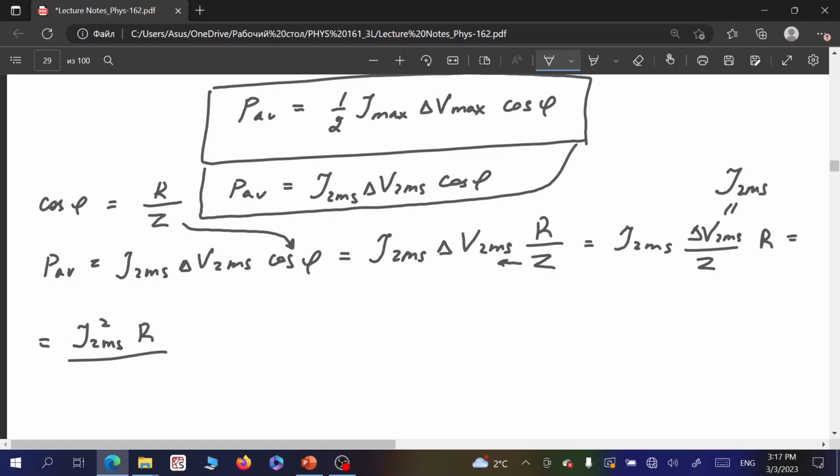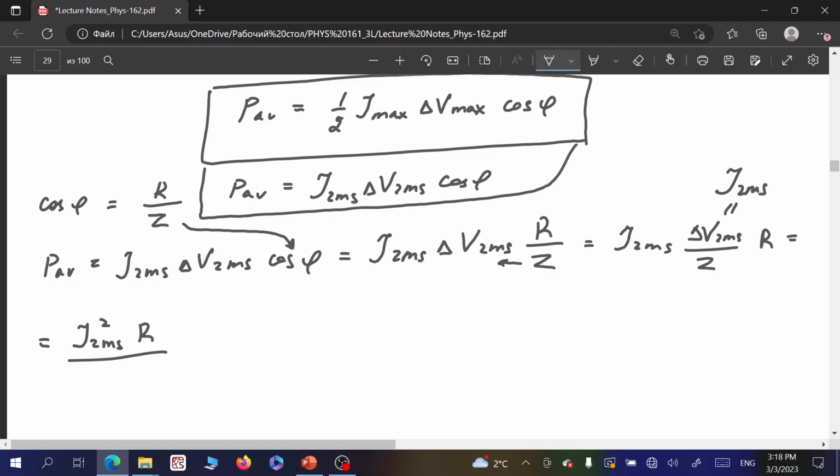So we see that actually this is an important equation, with a similar structure to the equation we got for electric power dissipated on an active resistor when we have DC current. Nevertheless, we cannot conduct DC current through an AC electric circuit where we have a capacitor connected in series because it's kind of an open circuit. So only AC current can flow through.